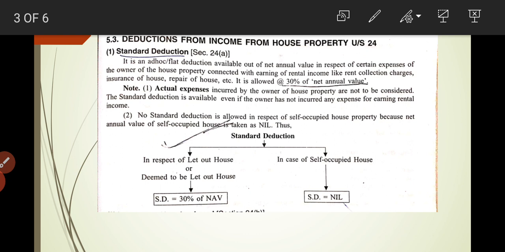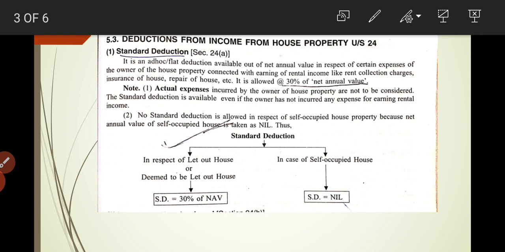Standard deduction is an ad hoc or flat deduction available out of net annual value in respect of certain expenses of the owner of the house property. It is connected with the earnings of rental income like rent collection charges, insurance of house, repair of house, etc. There is a fixed rate or flat rate of 30% of net annual value. There is no standard deduction in the case of self-occupied house property.